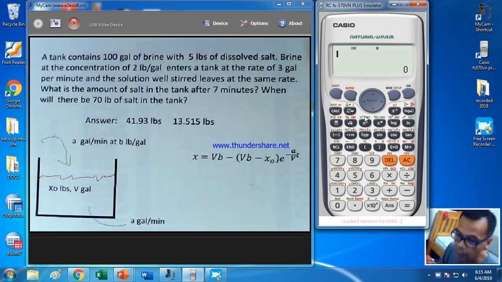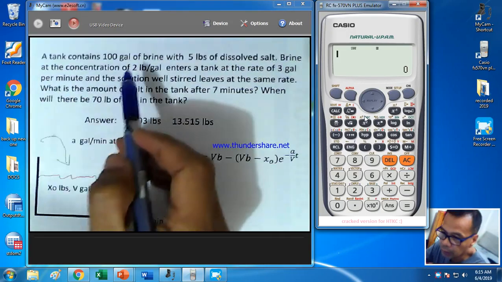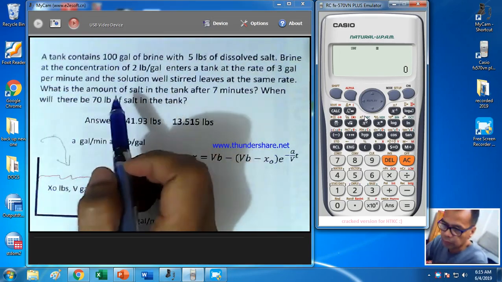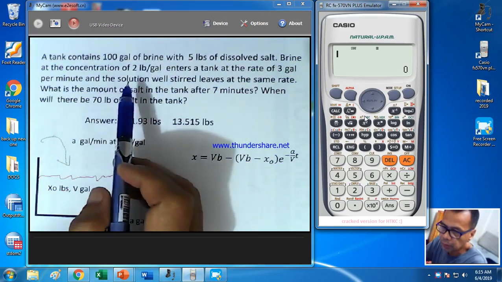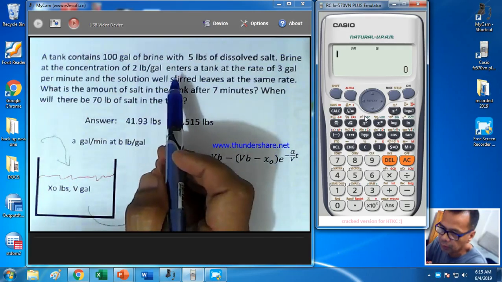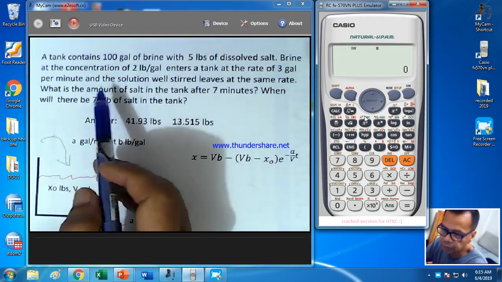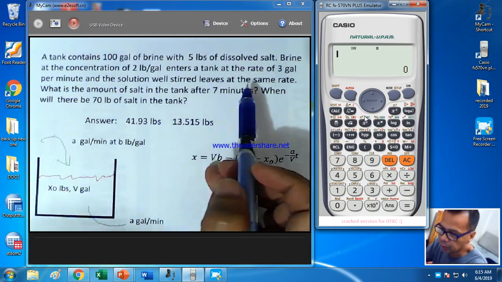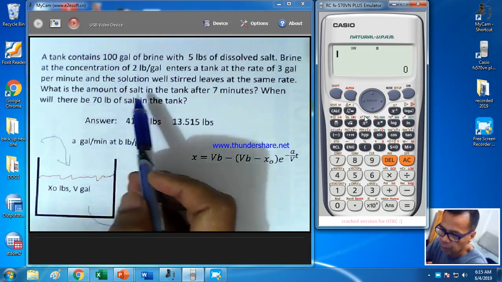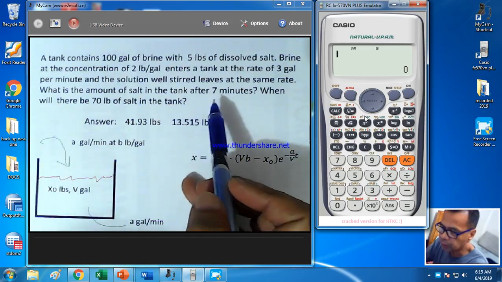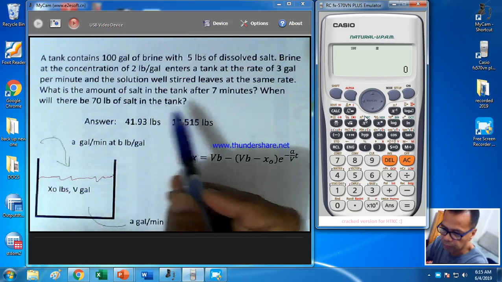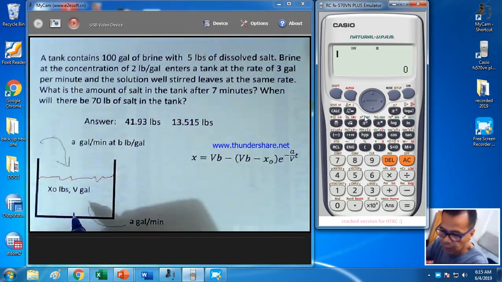A tank contains 100 gallons of brine with 5 pounds of dissolved salt. Brine at the concentration of 2 pounds per gallon enters the tank at the rate of 3 gallons per minute, and the well-stirred solution leaves at the same rate. What is the amount of salt in the tank after 7 minutes, and when will there be 70 pounds of salt in the tank? Now let me generalize this.